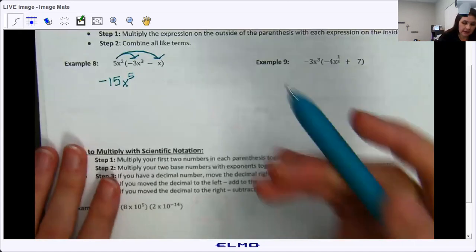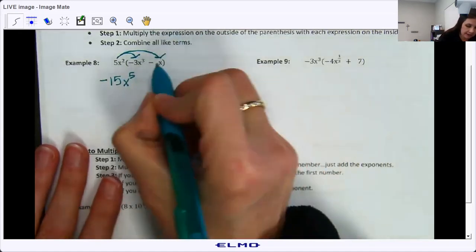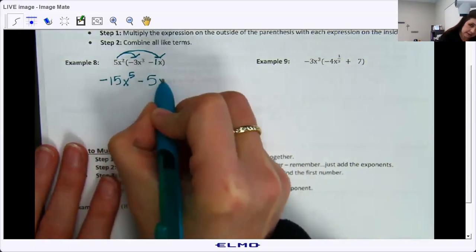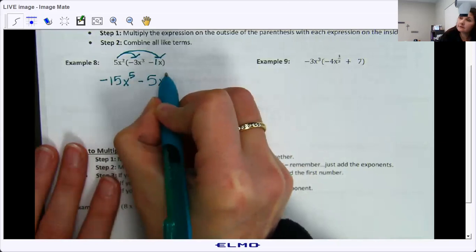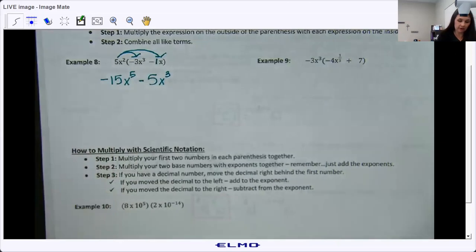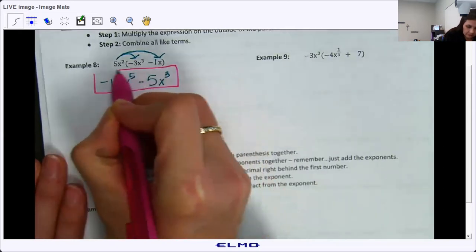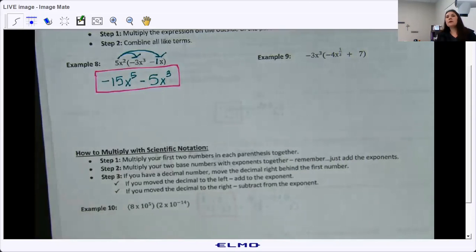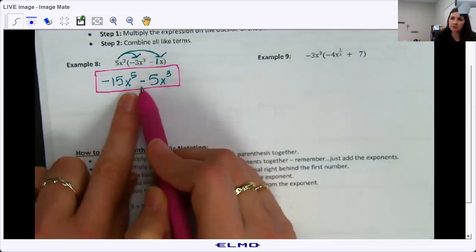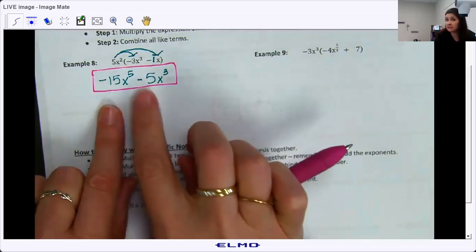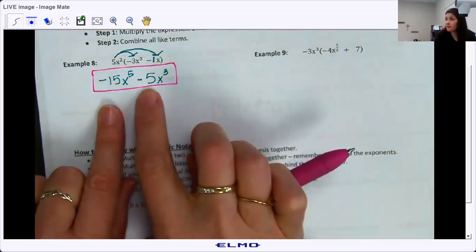Okay, so then we take 5x squared and we multiply it by a negative 1x and we get negative 5x cubed. There you go. So that would be your answer here. Wait, don't we add the X's? Remember, when multiplying powers with the same base, this isn't multiplication, this is subtraction right here. So we cannot combine these because it's subtraction.